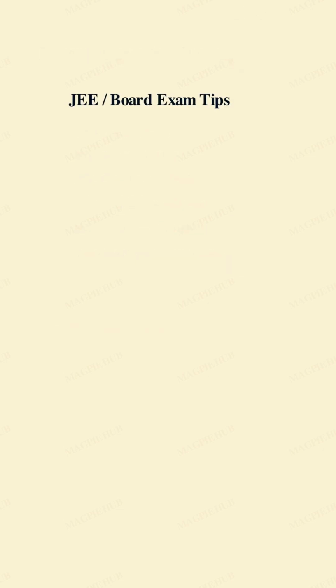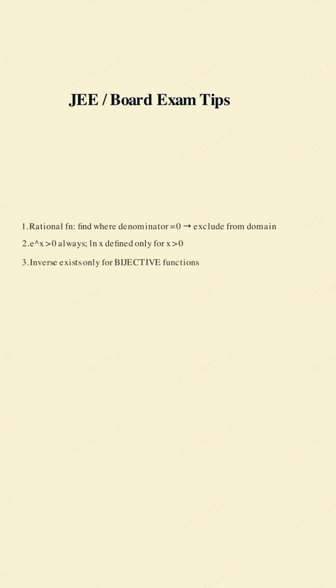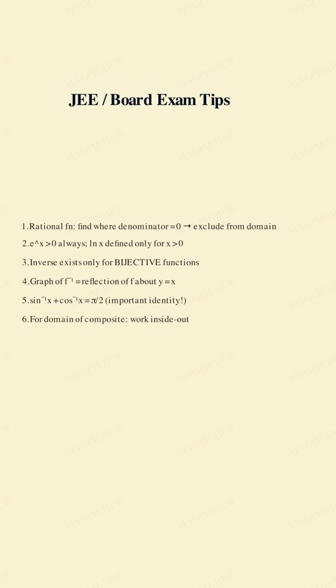Key exam tips. For rational functions, always find where the denominator is 0 to determine the domain. E to the x is always positive, ln x is defined only for positive x, inverse exists only for bijective functions. The graph of f inverse is the reflection about y equals x. Remember, sine inverse x plus cosine inverse x equals pi by 2. For composite function domains, work from inside out. And exponential growth always dominates polynomial growth as x goes to infinity, crucial for limits.